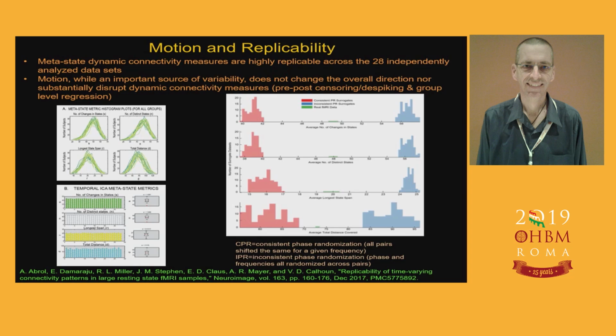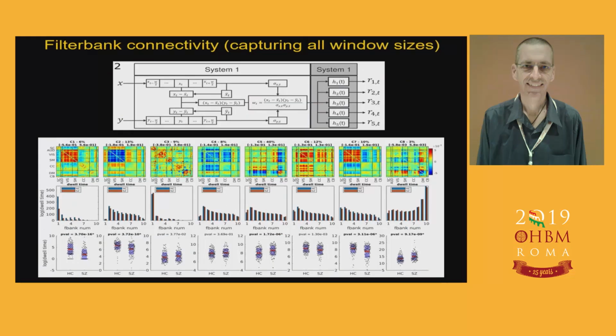Motion is of interest, obviously, in anything that we're doing in brain imaging. Here, what we've done is looked at the results after we regress out motion. And we're finding that these explicitly dynamic states are relatively robust to motion. That's not to say they're not impacted at all, but you can see the distribution here across these, again, 28 different sets for those 4 measures. Next slide.